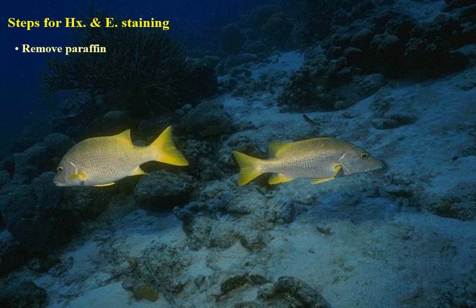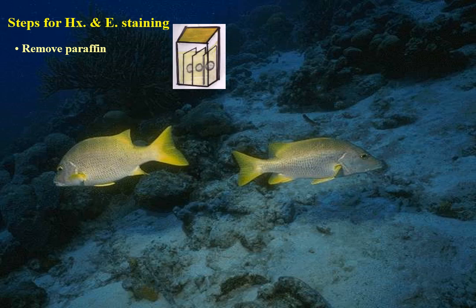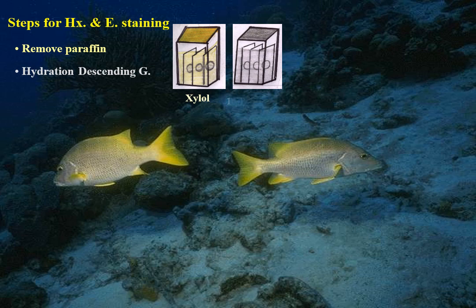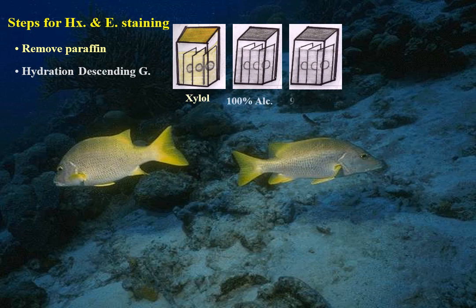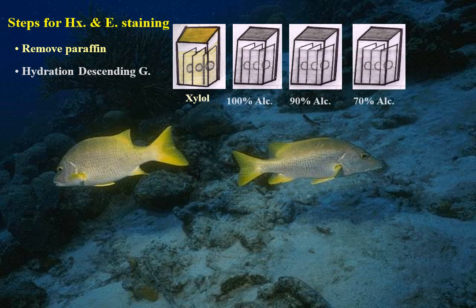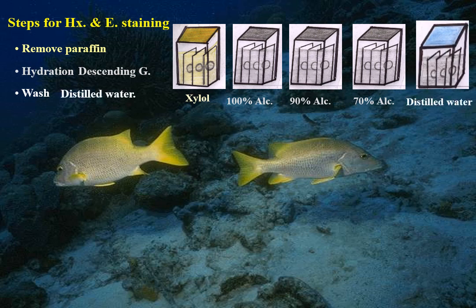Remove paraffin from sections by placing them in 2 changes of xylol, 2 minutes each. Hydration is done by placing the sections in descending grades of alcohol: absolute, then 90, then 70. Put the sections in distilled water.